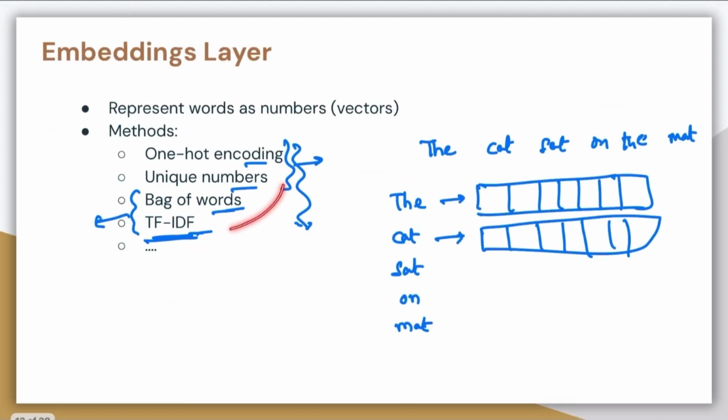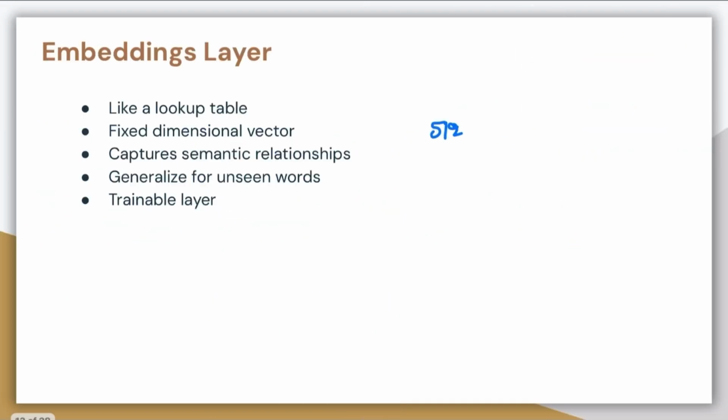In the case of previous methods, whatever words you have seen so far in the training, only for those words you have the representation. What if a new word comes which is not seen during this conversion process? Then the models won't be able to handle it. But the embedding layer can generalize for unseen words because this is a trainable layer. It can understand the semantic relationship. That's why you can generate the embeddings even for unseen words.